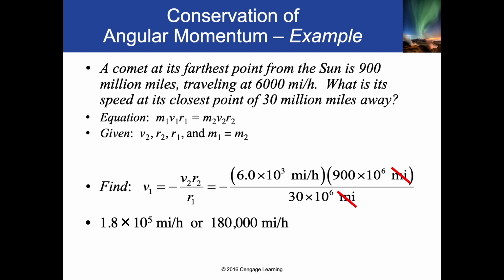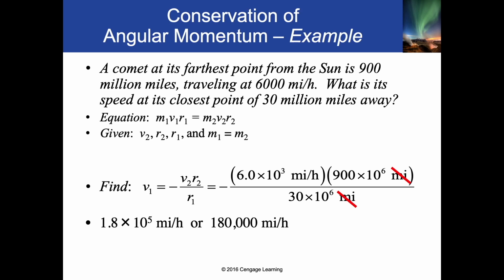Plug them in. For the second rate, you're looking for the first velocity, because it's asking you at the closest point. So that's the first velocity. The second velocity goes here, and the second radius goes here. The second radius and the second velocity are both the ones at the furthest point. And then the distance that's the shortest point goes at the bottom, and you just do the math. Multiply these two to each other, divide by that number, and you get 1.8 times 10 to the fifth miles per hour, or 180,000 miles per hour.